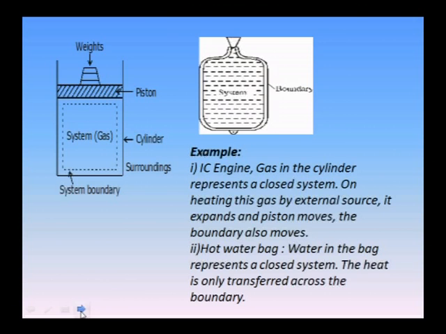Let me take another example, the IC engine. You can see here the system is gas. It is completely enclosed in a piston and cylinder arrangement. Weights are added on the piston to control its movement. The cylinder acts as the system boundary, and everything outside the system is called the surroundings. When the gas is either heated or cooled, it undergoes a process. As a result, either heat or work is transferred on the system, but the mass of the system remains within the system; it will not go out.